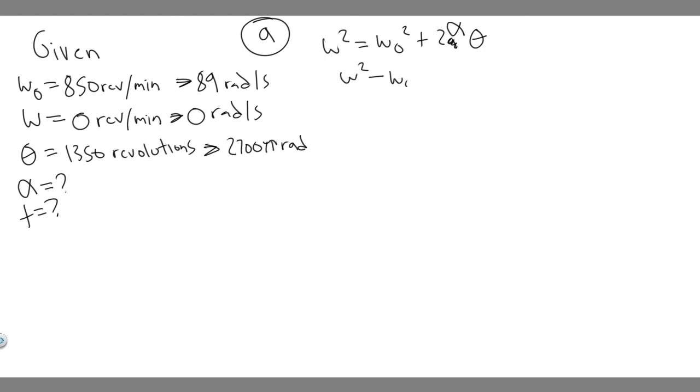omega squared minus omega initial squared is equal to 2 times alpha times theta. So I'm dividing by 2 theta now. And if we go ahead and do that, you're going to get alpha equals this right here. And so what we can do now is just plug in all our variables.